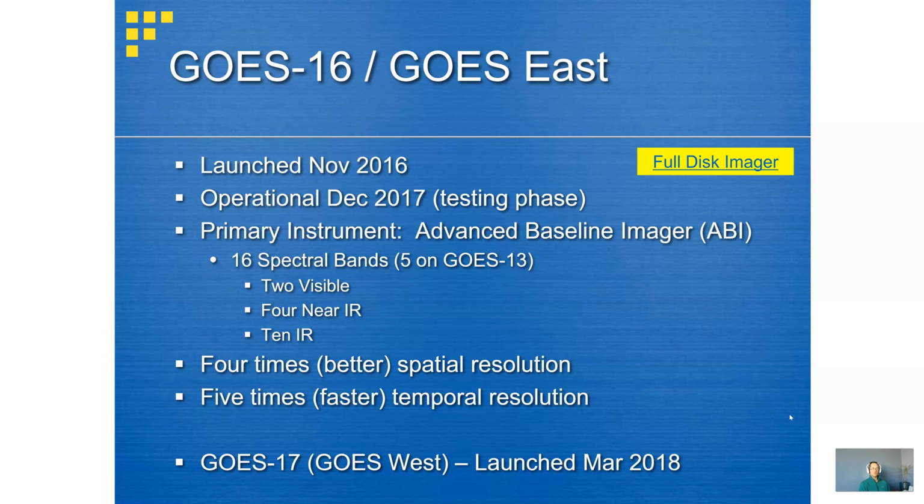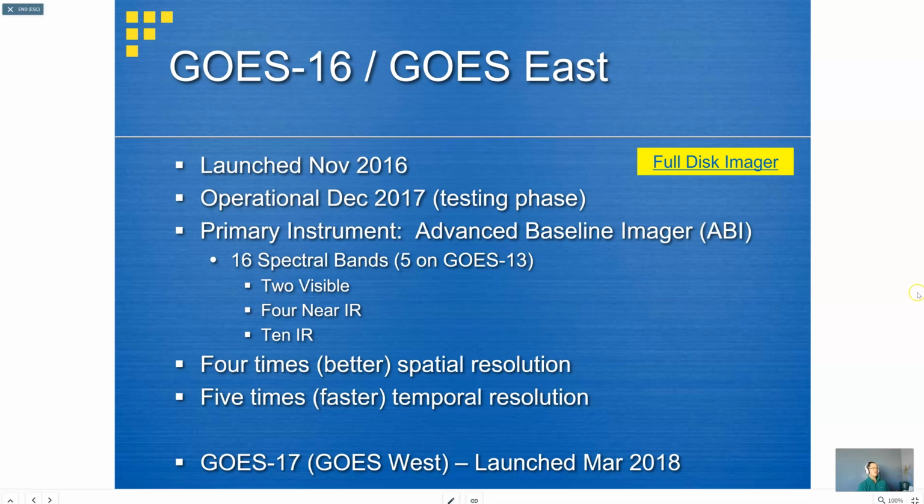4 times better spatial resolution, 5 times faster temporal resolution. These are things that we may start to take for granted as this becomes what most people remember. But again, the idea that this is quite fascinating compared to its predecessor means that we can do a whole lot with it. And so the information, the specs, I should say, that we talk about here for GOES 16 also go for GOES West, launched in 2018. And so you can see the link on this slide for the full disk imager.